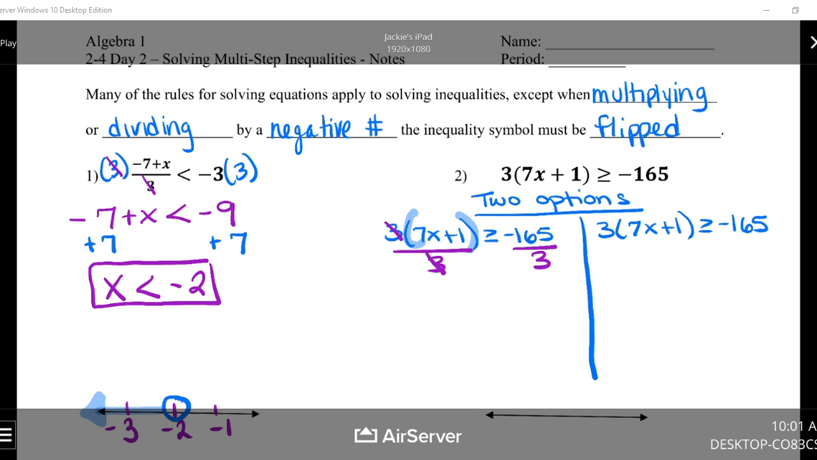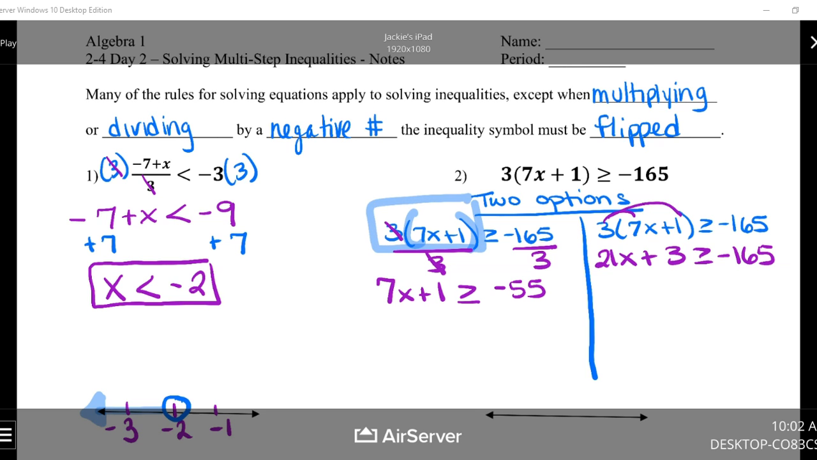So 3 divided by 3 is 1. So on the left side, 7x plus 1 is greater than or equal to -55. Okay, if that makes you uncomfortable or you're like, oh no, I prefer to distribute and then solve from there, by all means, you can certainly still do that, and solve after you distribute. Your choice. Now this only works because we only have one term on the left side, so we were able to divide both sides by 3.